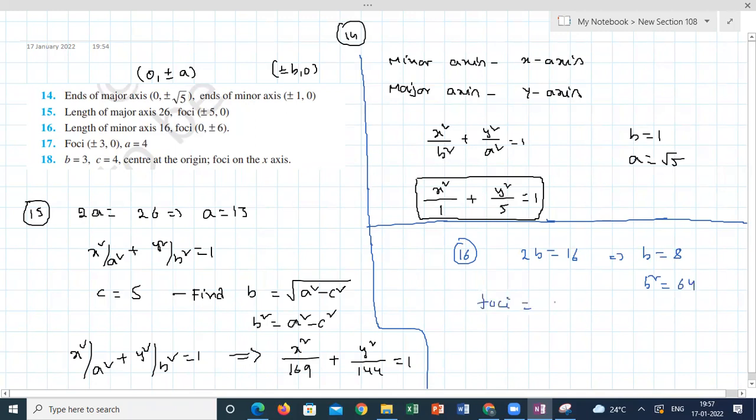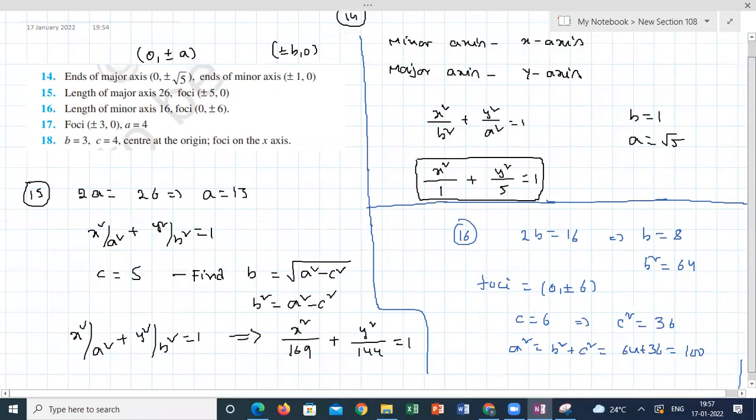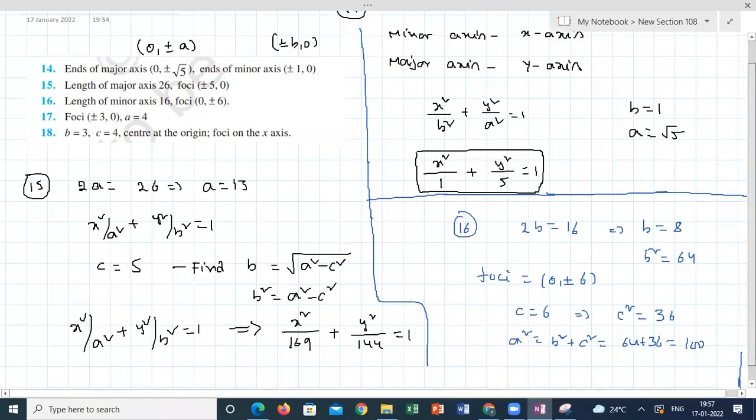Foci is equal to 0 plus or minus 6. That is, c is equal to 6. c square is equal to 36. So a square is equal to b square plus c square, 64 plus 36, which is equal to 100. So foci is on the y-axis.